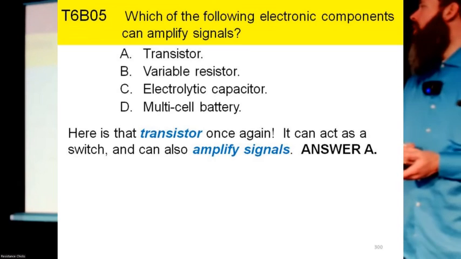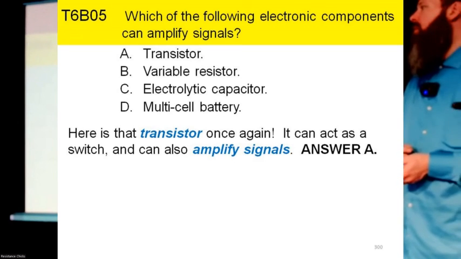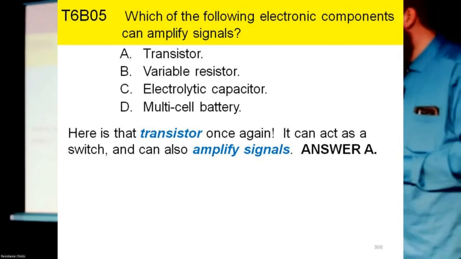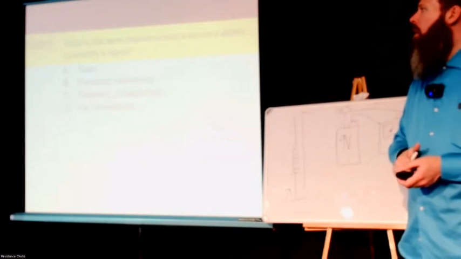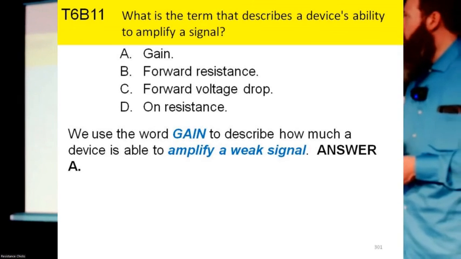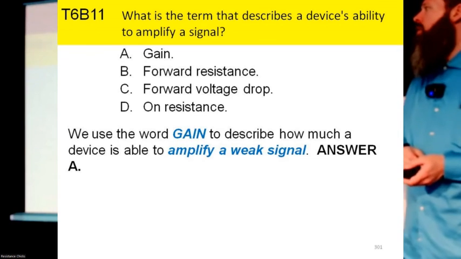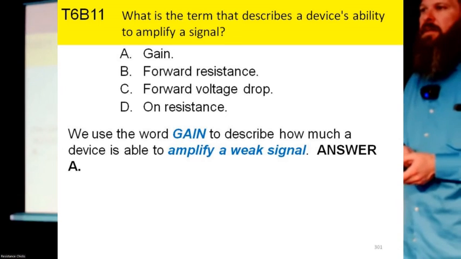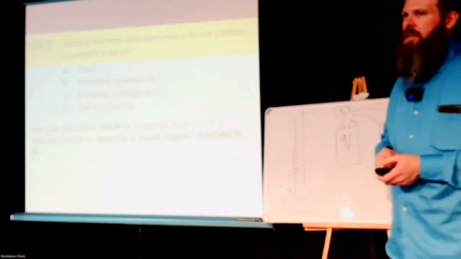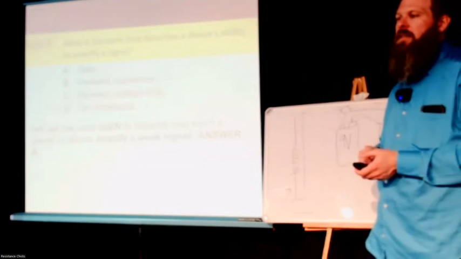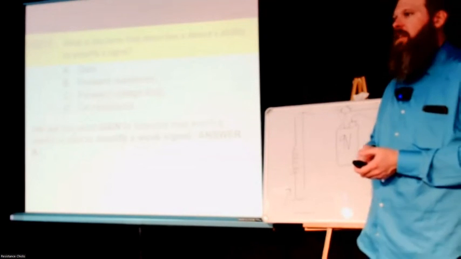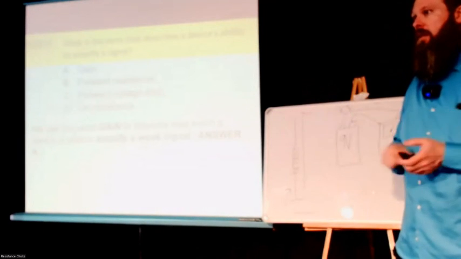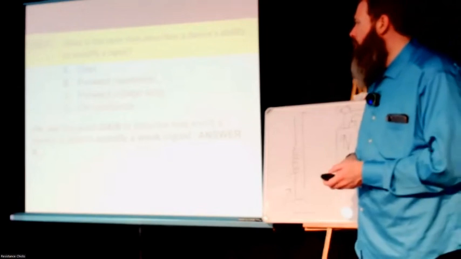Which of the following electronic components can amplify signals? What did I say was an amplifier or a switch? Transistor. What is the term that describes a device's ability to amplify a signal? It's gain. Okay, that's just the measurement. My amplifier has a gain of 10. Well, that means it multiplies the signal by 10. My amplifier has a gain of 100, multiplies the signal by 100. So it's how much gain.